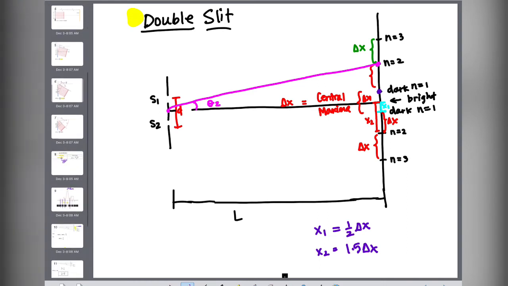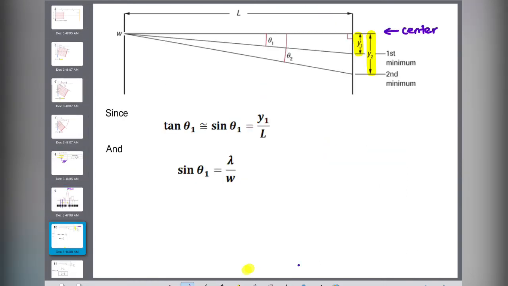But in a single slit situation, you would have all of them the same. So y1 equals delta y, and y2 equals 2 times delta y. Okay, because this one is delta y. This one is delta y.